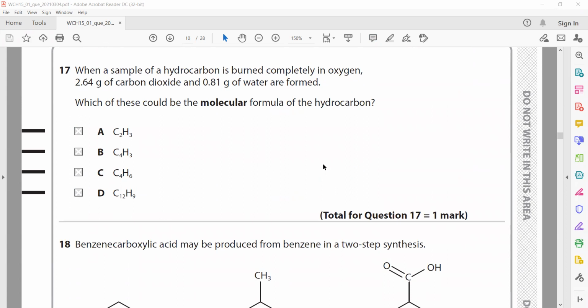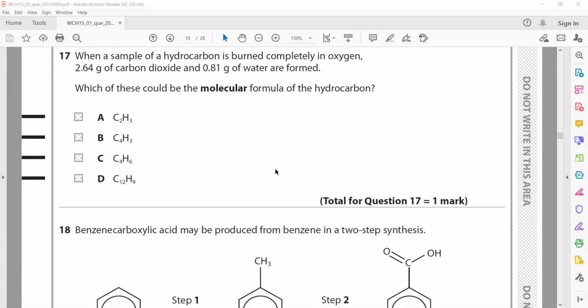When a sample of a hydrocarbon is burned in oxygen, 2.64 grams of carbon dioxide and 0.81 grams of water form. Which of these could be a molecular formula? So how can we work out the molecular formula? First, we should know the empirical formula of this compound. And how can we work out the empirical formula of the compound?